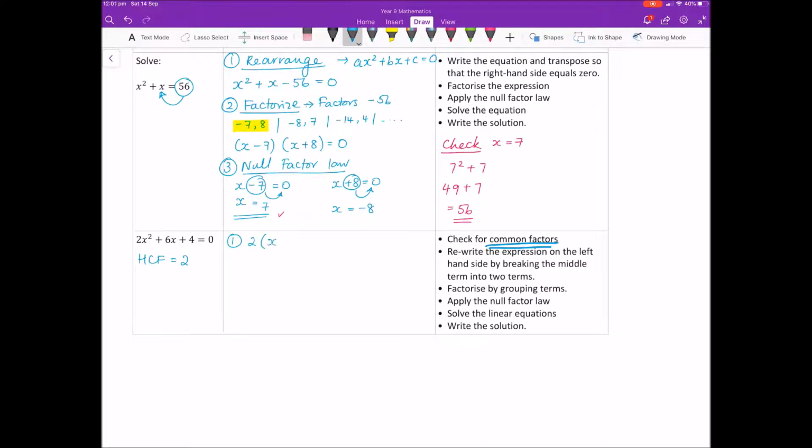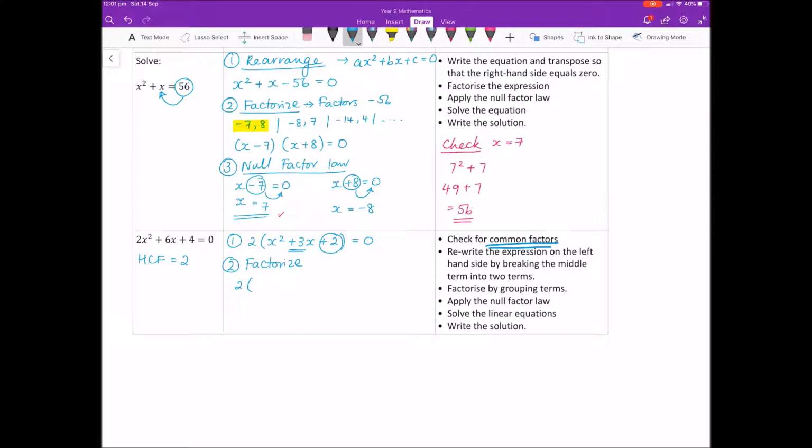So I'd have 2 times x squared plus 3x plus 2, remembering that you're going to divide every term in the equation by the highest common factor, and that'll be 0. So now what we can do is factorize the equation. So we're going to have 2 times. Again, we're looking for factors of 2 that, when multiplied together, will give us 2, but when those factors are added together, they'll give us positive 3.